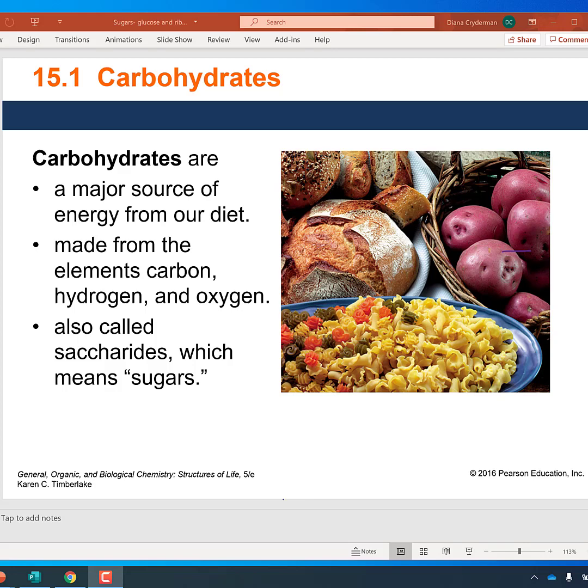In this video, we're going to talk about sugars and carbohydrates. Carbohydrates, as you may know, are the major source of energy from food in our diet. They're mostly made of the elements carbon, hydrogen, and oxygen. They're also called saccharides, which means essentially sugars.